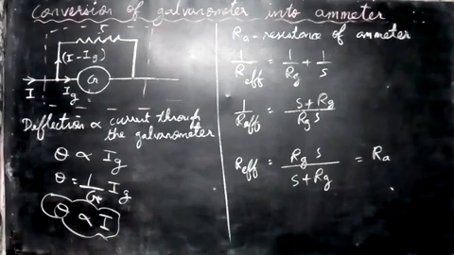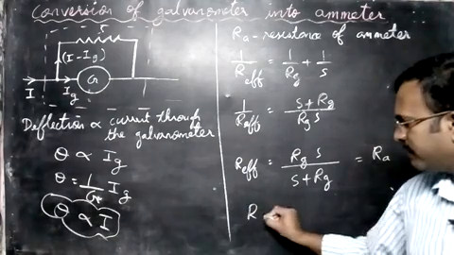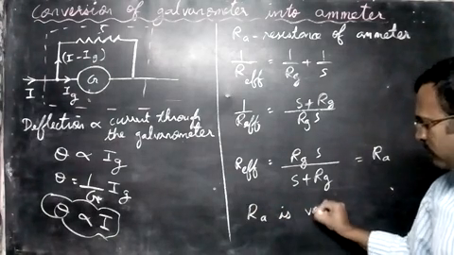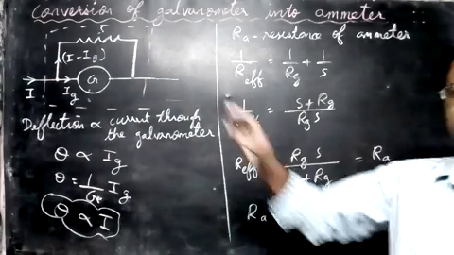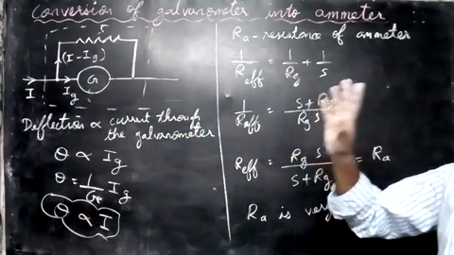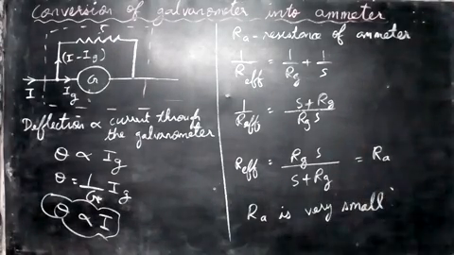One more thing you must know is that the resistance of the ammeter is very small. Why? Because the ammeter must take less current to work. It should not change the readings, sir. That's one thing. Now we'll learn some more concepts about this.